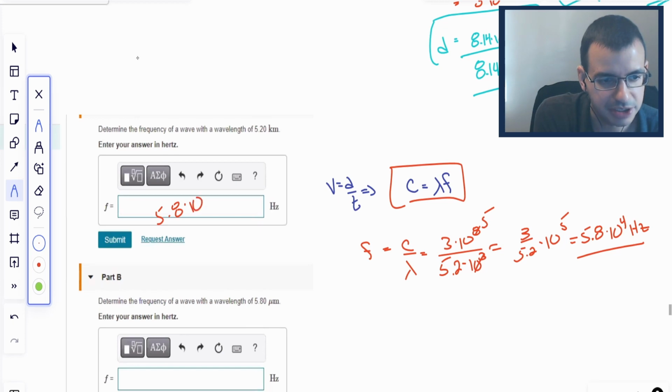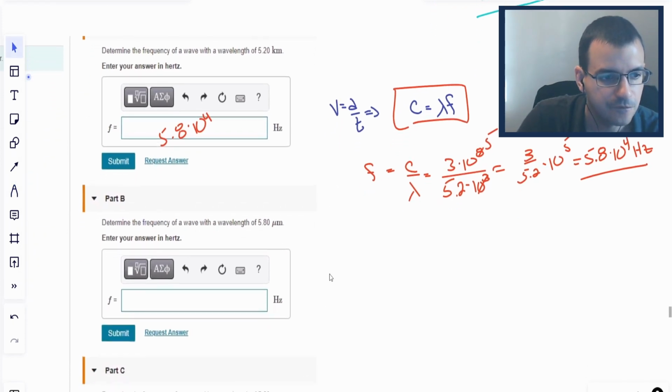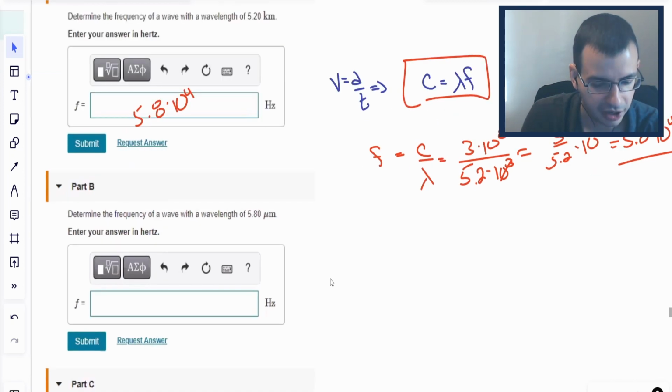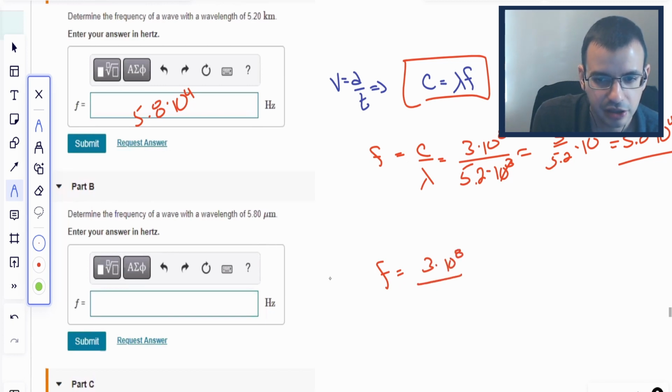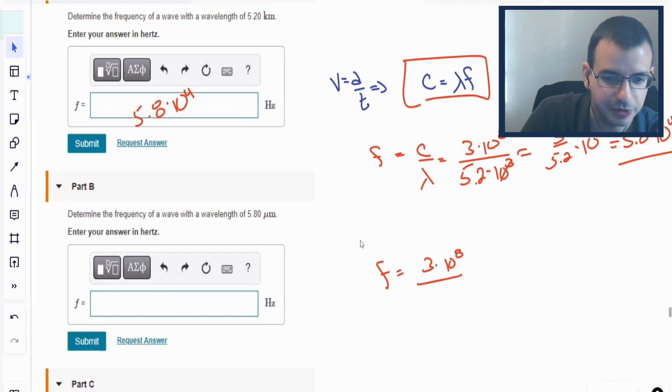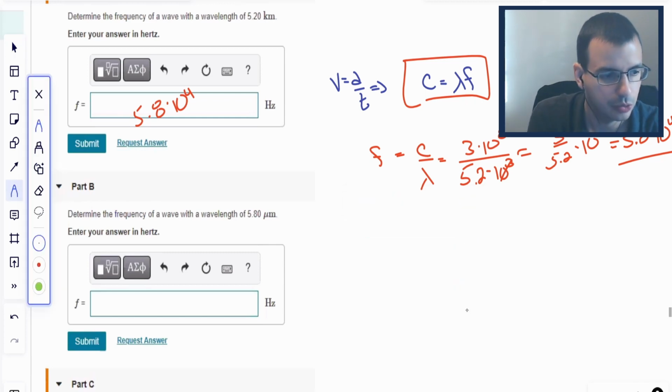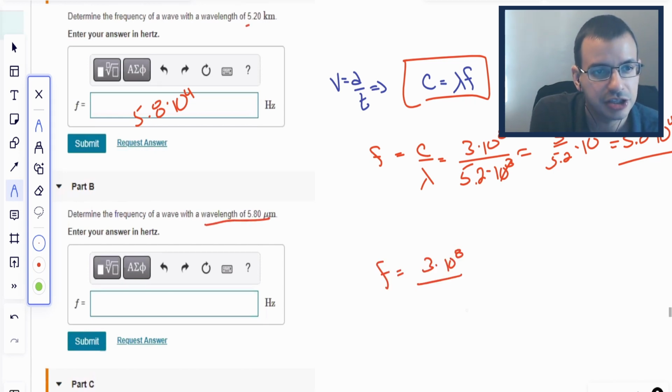5.8 times 10 to the 4th. Okay, determine the frequency of a wave of that. So now, same question. 3 times 10 to the 8th over... Nope, they gave us a frequency. Fail. We want to... oh, no, that's correct. They gave us a wavelength. Because this is a big wavelength, this is a small wavelength.